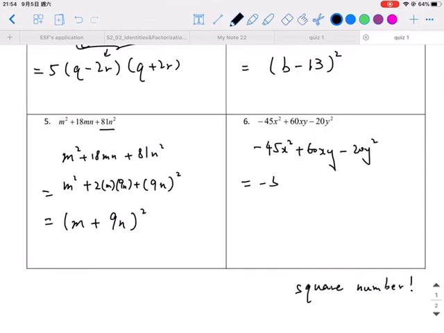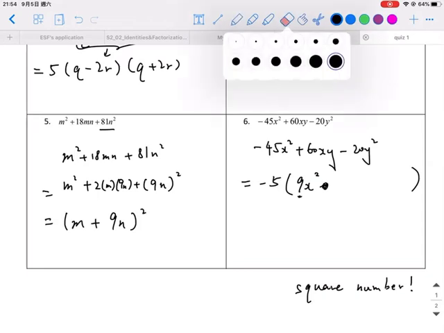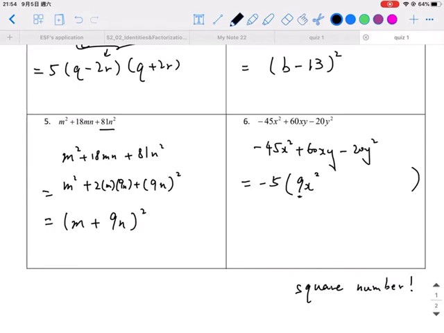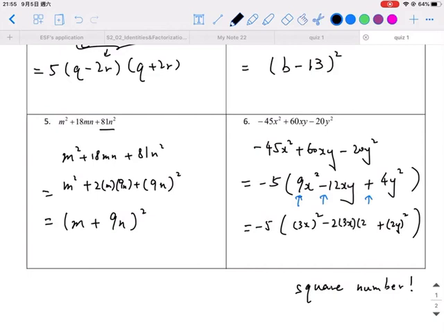So you take negative 5 as a common factor, and this will become 9x squared. 9 is a square number, right? And then, take out negative 5, it should be negative 12xy, and then plus 4y squared. Remember the sign, you need to be careful of the positive and negative signs. For negative 5, you still keep it here, and 9x squared will become 3x squared, and 4y squared will become plus 2y bracket squared. Inside should be 2 times 3x times 2y. So the result is negative 5 times 3x minus 2y squared.